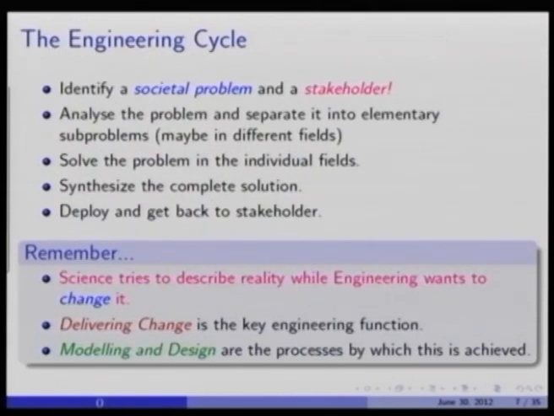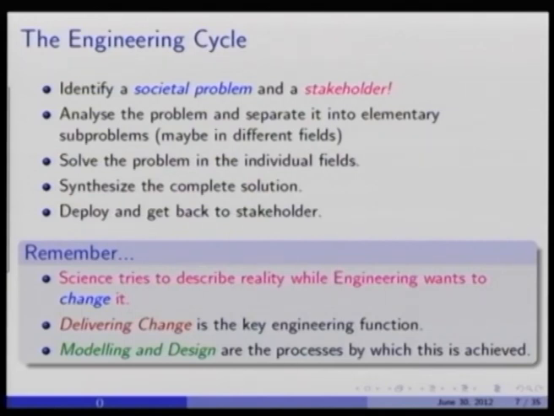So next. Really, what is the engineering cycle? First of all, identify a societal problem and a stakeholder. Okay, by the way, I know that when we come to the next slide, just pay attention here, because I'm going to cover the case that you are in soon enough. Right, so identify a societal problem and a stakeholder, right? So who are you doing it for?